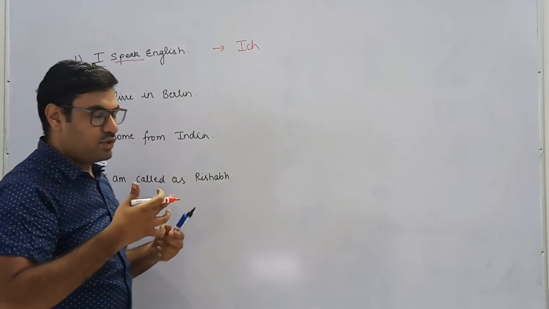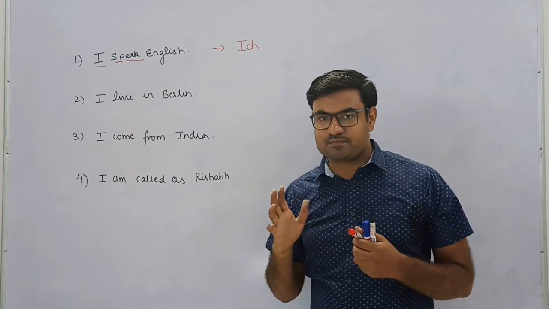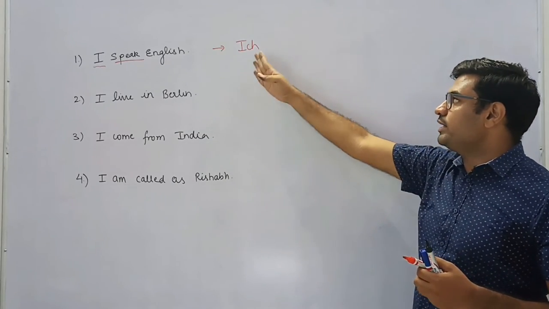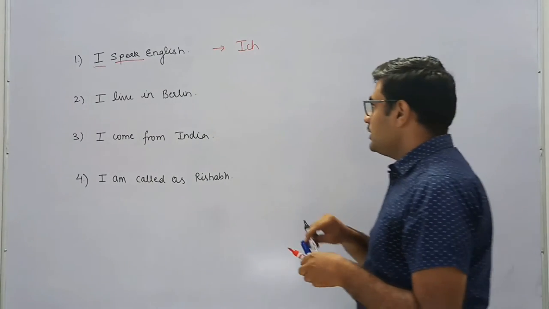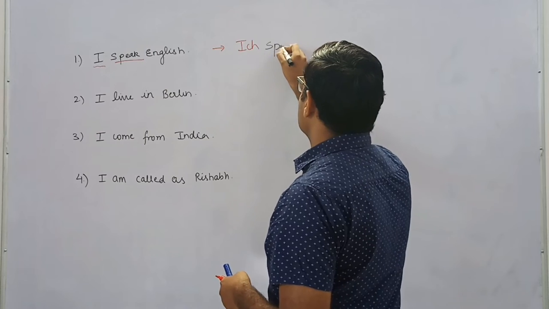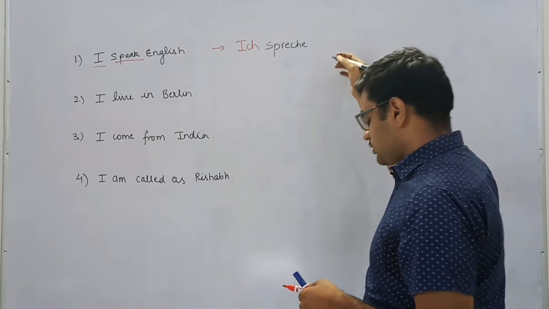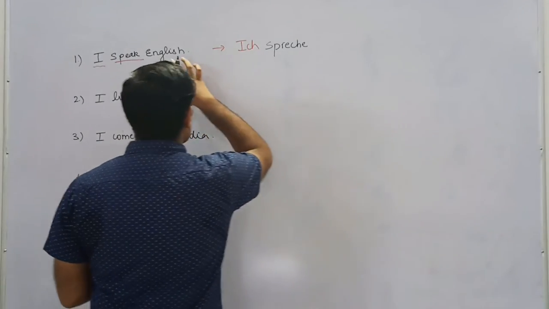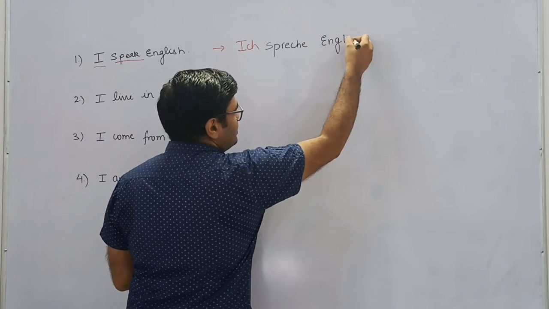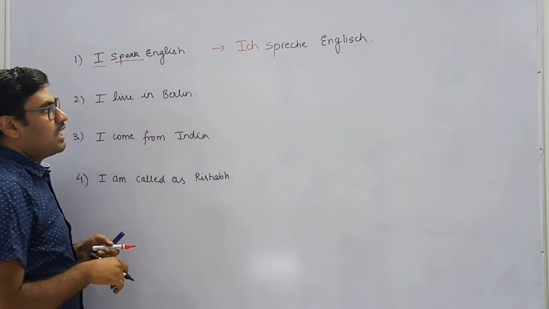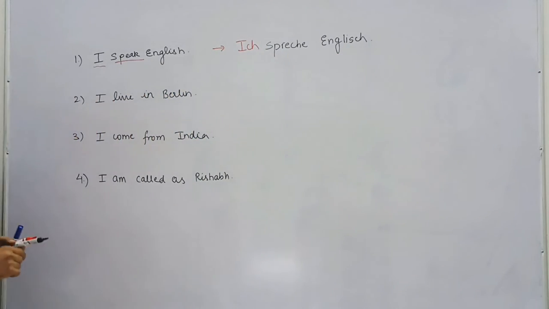To speak. What is the main root word for speaking? It's sprechen. And sprechen, when conjugated with ich, what is it called? Spreche. Okay, so ich spreche. Which language? English. So what is English called in German? It is called Englisch. Ich spreche Englisch.